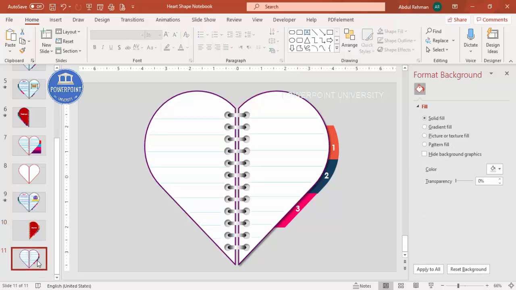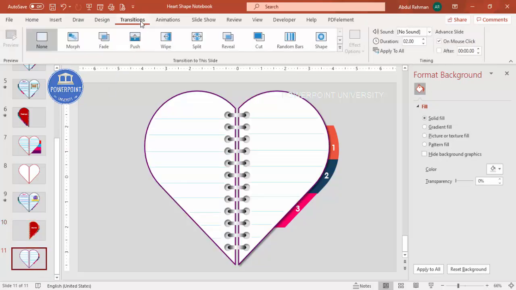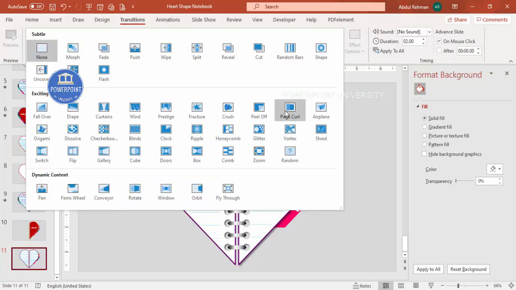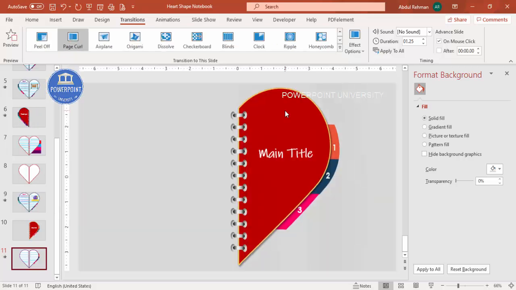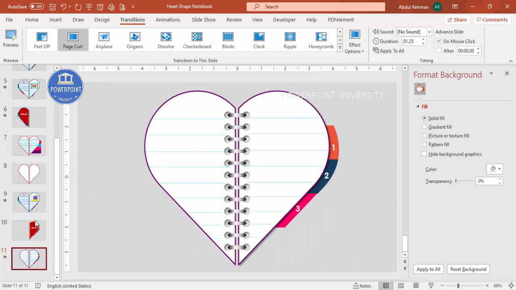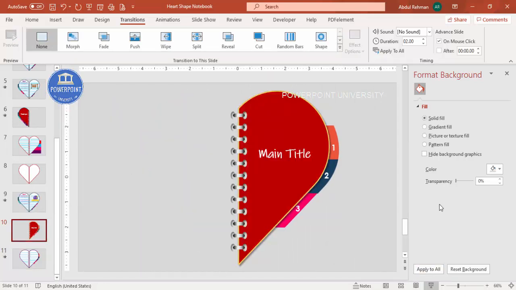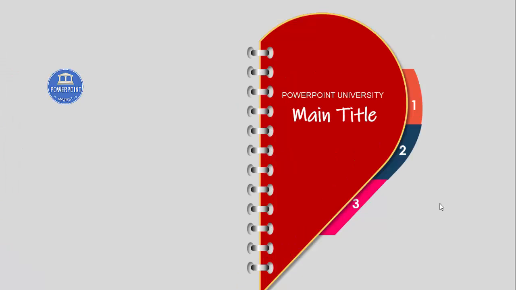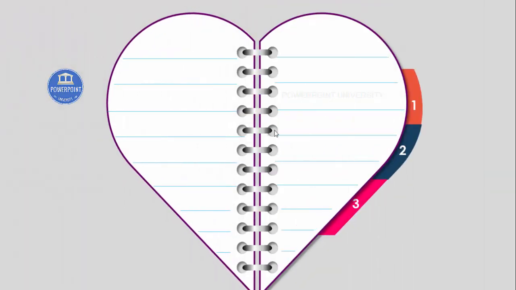For this particular slide, I'm going to transitions, and here you can see page curl. I believe this page curl is available only in the latest version of PowerPoint. If you're using 2010, 13 or 16, I think this is not available, but you need to check it. Let me put it something like this. If I play, first the main title, and when I click it opens.